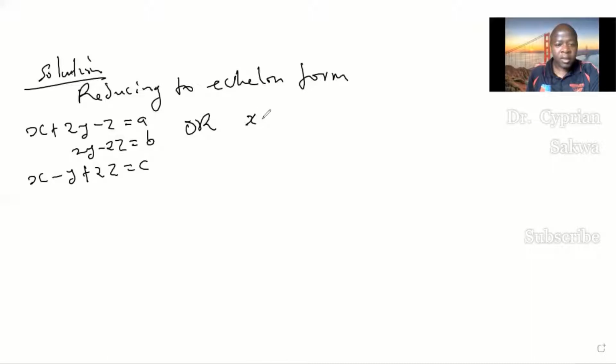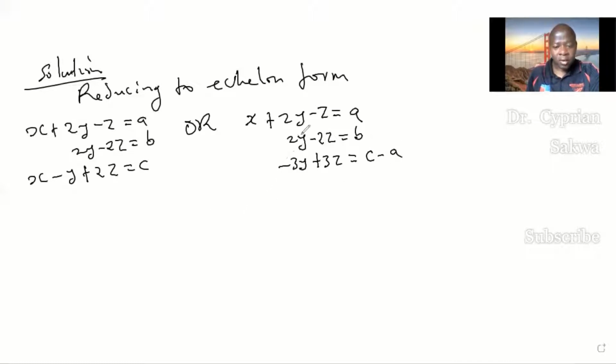So the first equation remains where it is. The second equation remains where it is. And then I'm subtracting the first from the third equation. So x minus x will be 0. Negative y minus 2y will be negative 3y. And then 2z minus z will be 3z. And then C minus A will be C minus A.